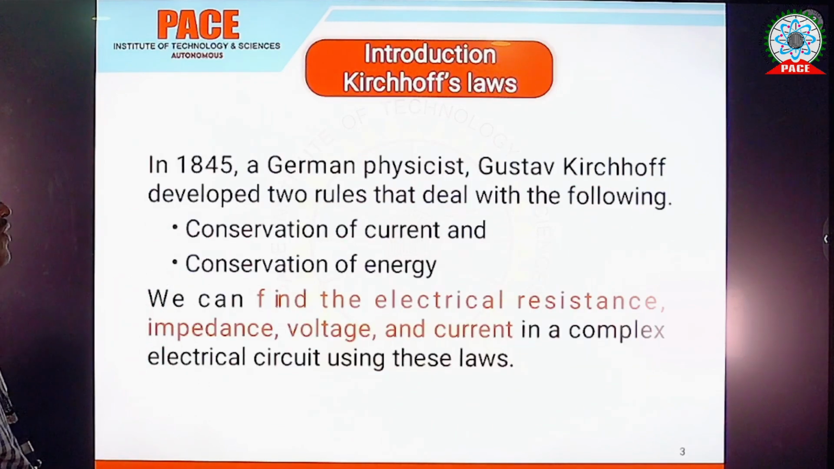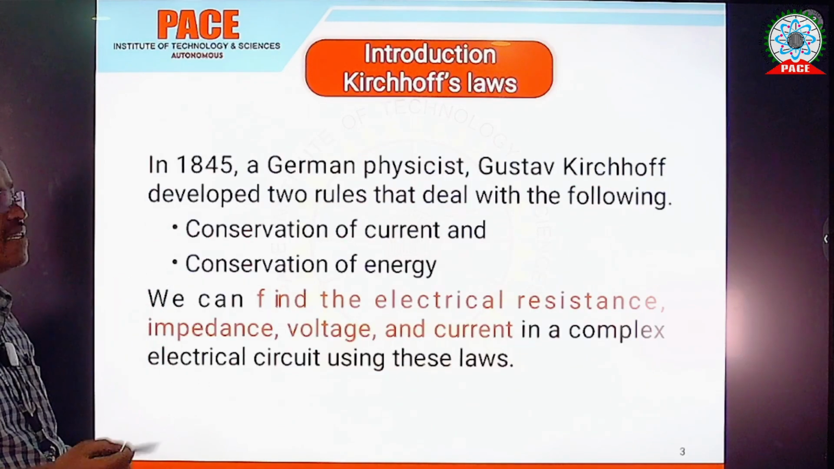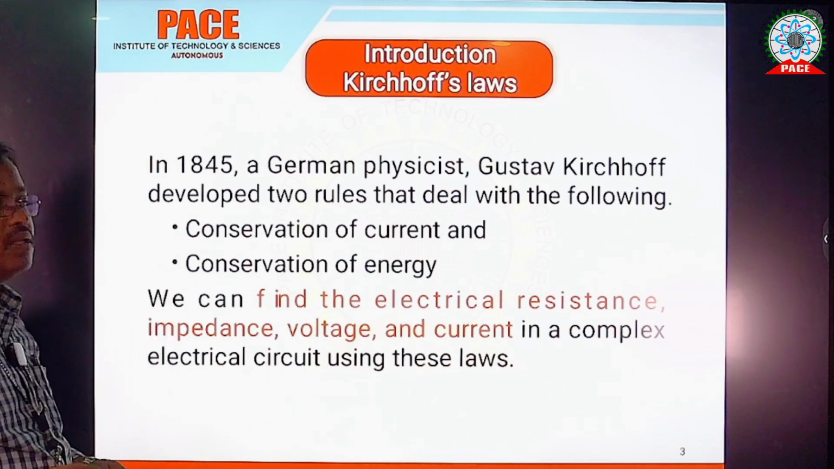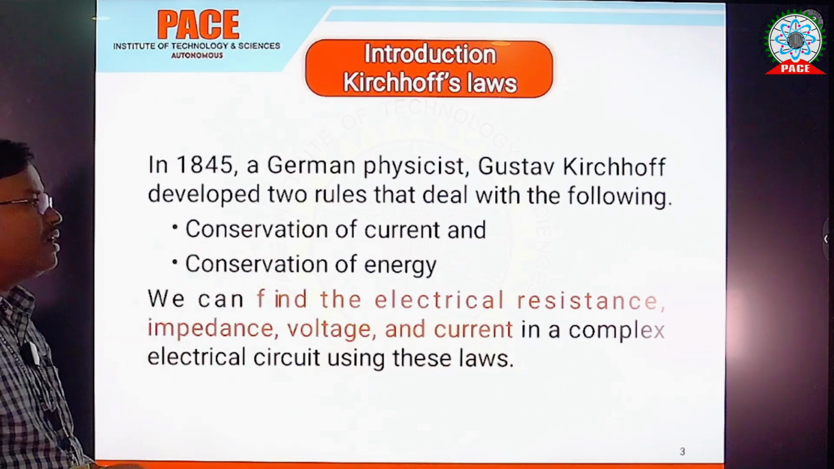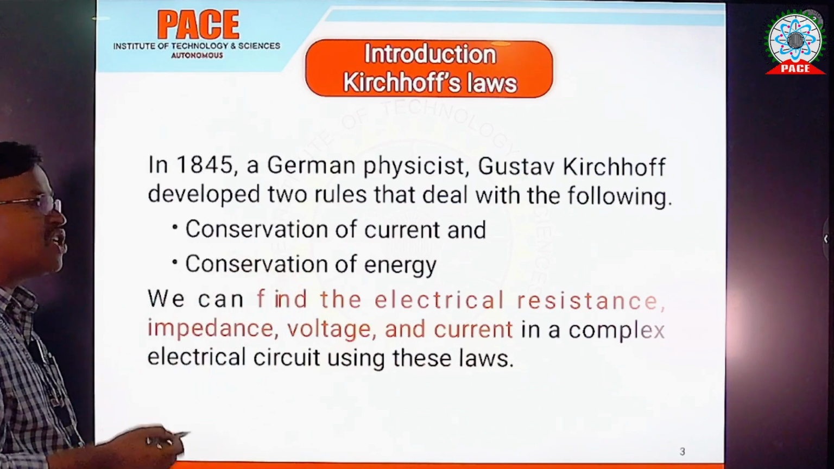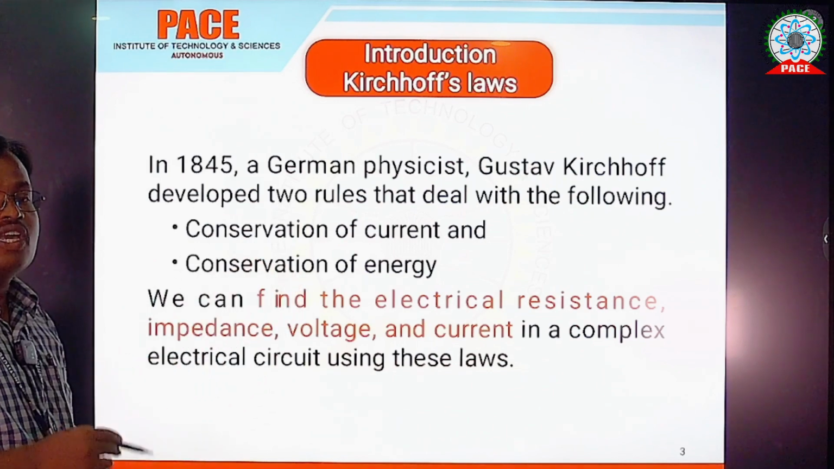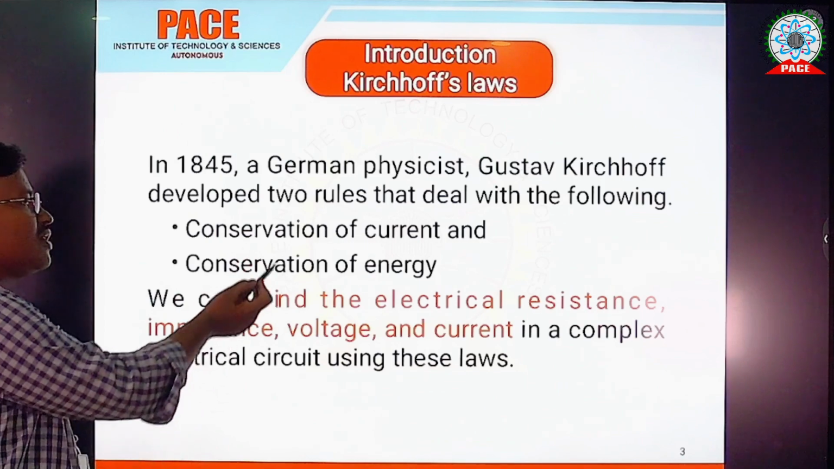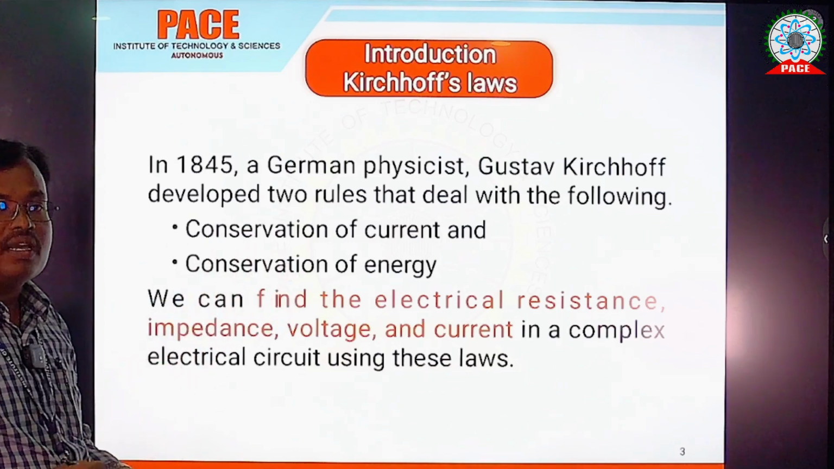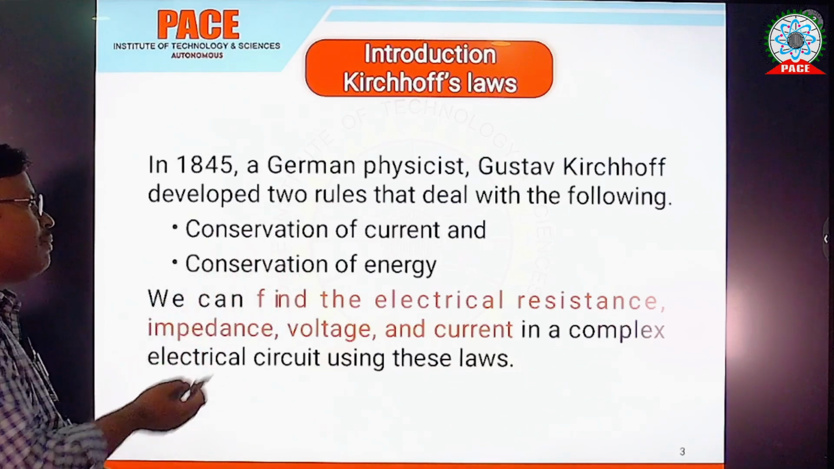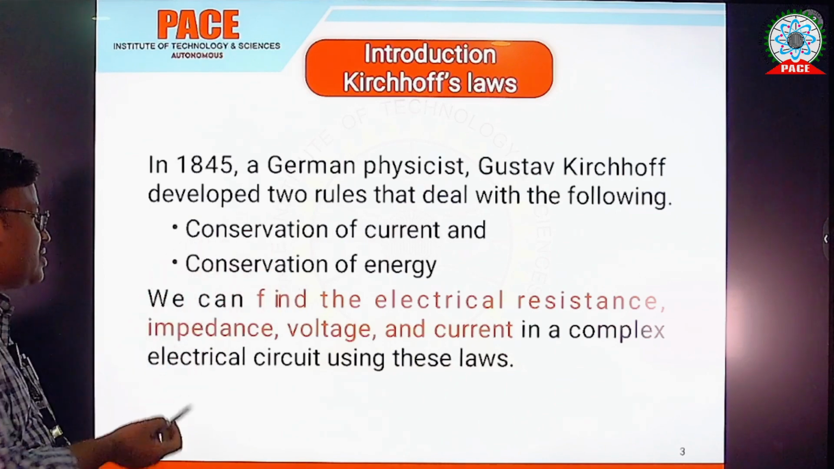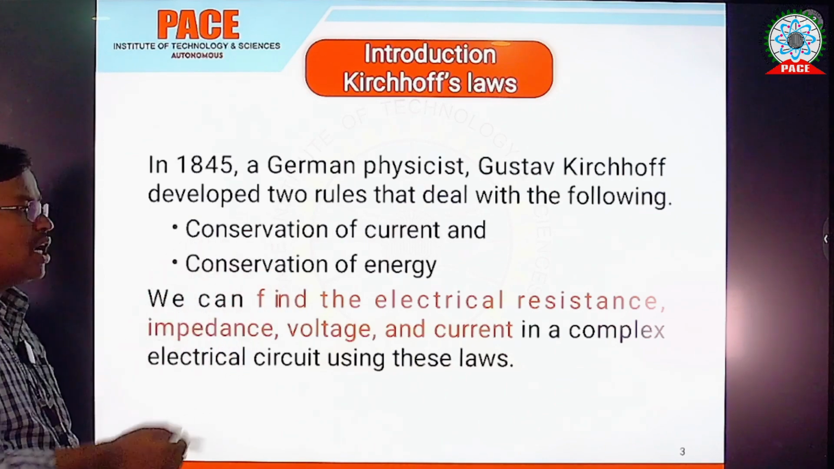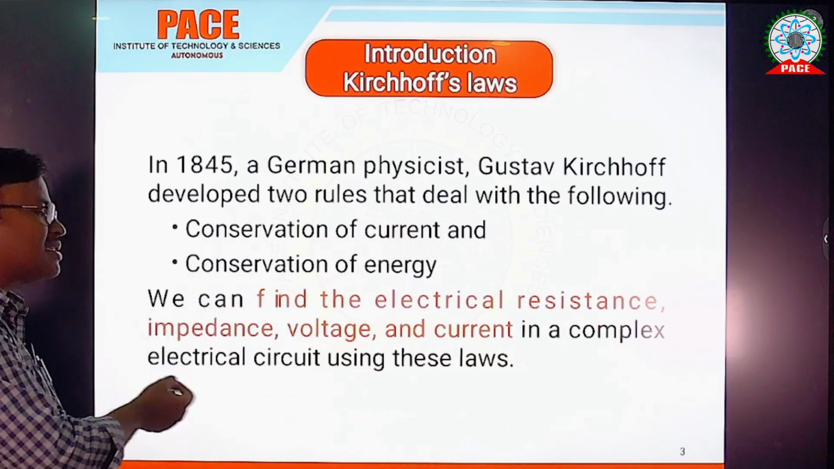In 1845, German scientist Gustav Kirchhoff developed these two rules. They deal with the conservation of current and the conservation of energy. The conservation of current we call Kirchhoff's current law. The conservation of energy we call Kirchhoff's voltage law. By using these two rules, we can find the resistance, impedance, voltage and current in complex electrical circuits.